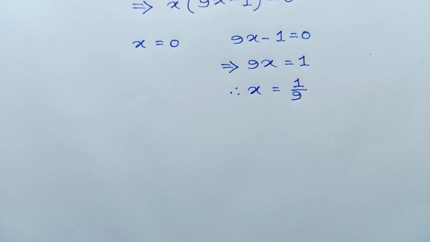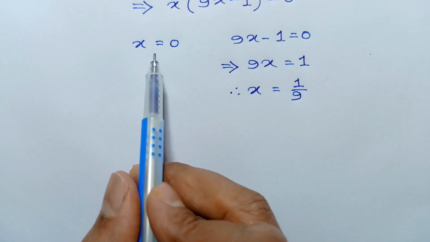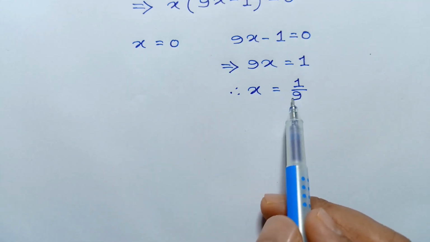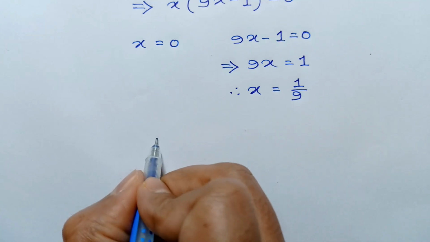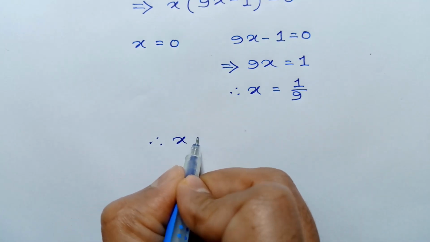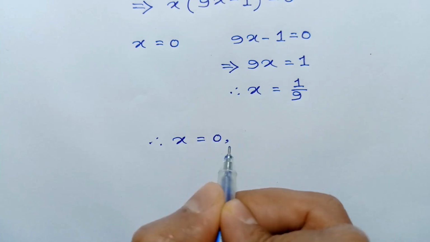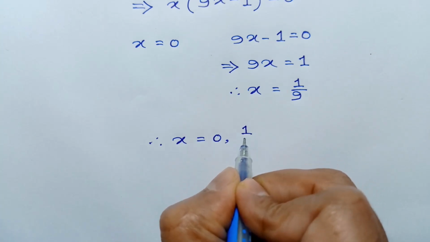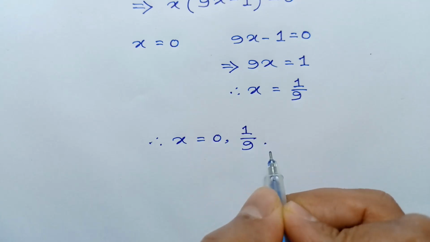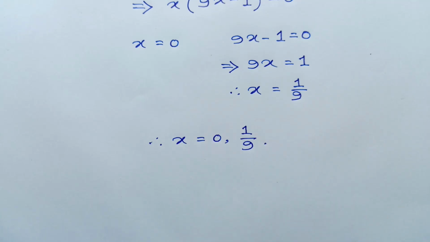So the solution of this equation is x is equal to 0 or x is equal to 1 over 9. So the value of x is equal to 0 or 1 over 9. So this is the solution of the given equation.